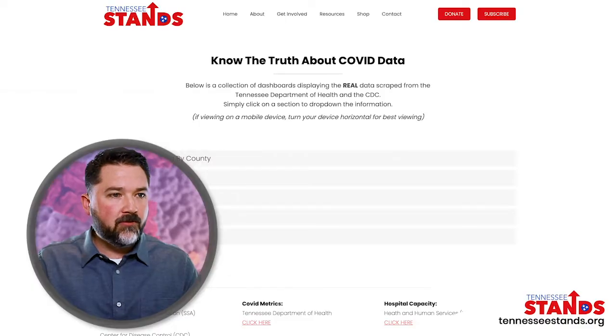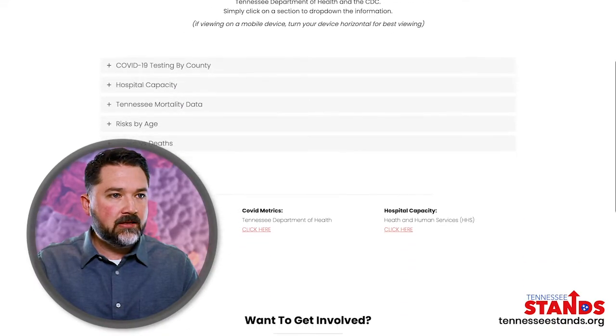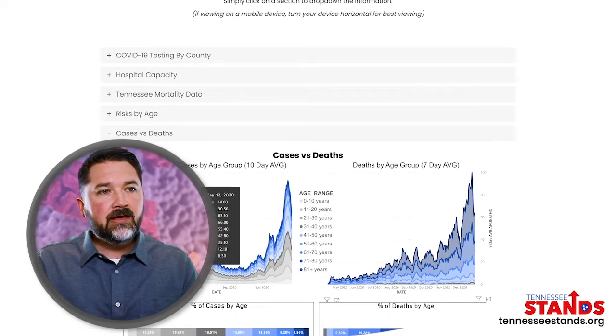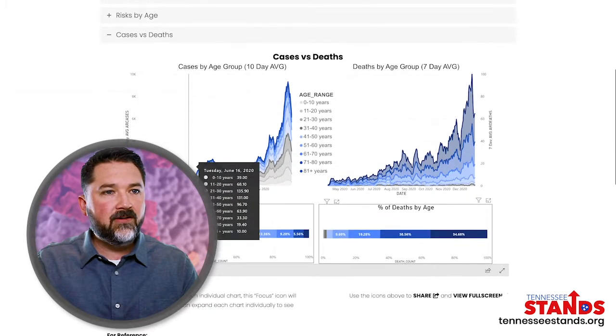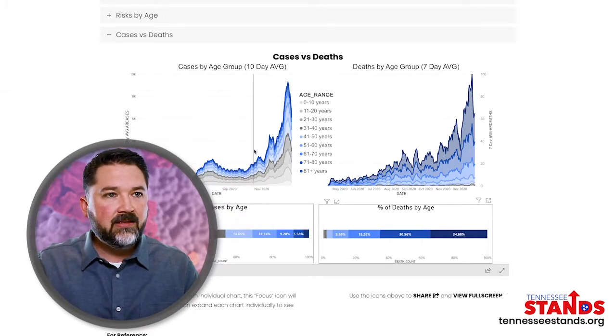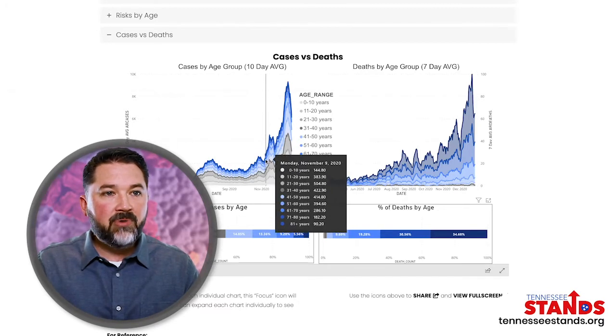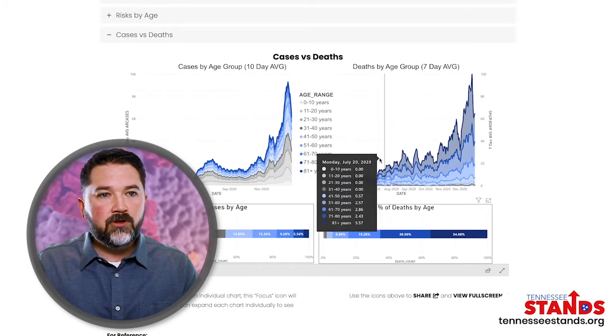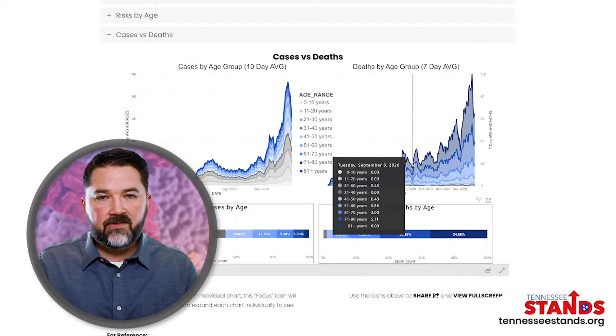On this particular chart, we want to show you cases versus deaths. It's real simple, nothing too complicated here. The chart on the left side is showing you the number of cases, going back to March, represented in our population by age group. And the chart on the right is showing you the same idea, but deaths by age group.